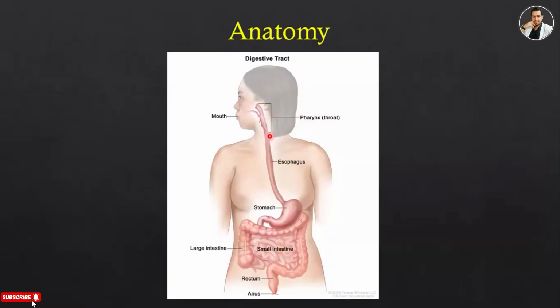And now let's look at the anatomy first. For the anatomy of the esophagus or barium swallow, we have to start from the mouth and then pharynx, then this is behind the trachea, and then esophagus and to the stomach. And this is the stomach, and you know that this is the small intestine and large intestine. So this is the GI tract, but for barium swallow, our target is mouth to stomach.